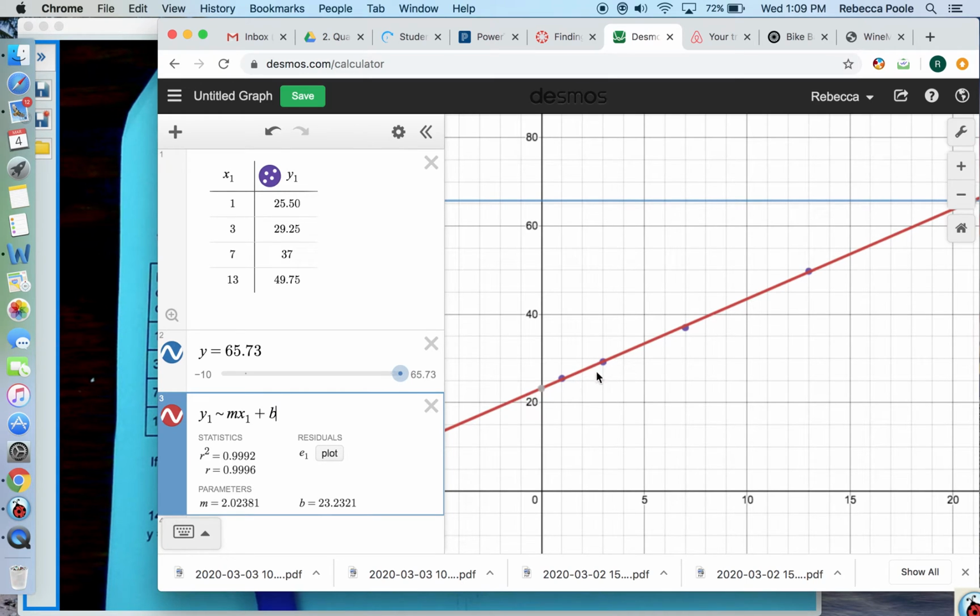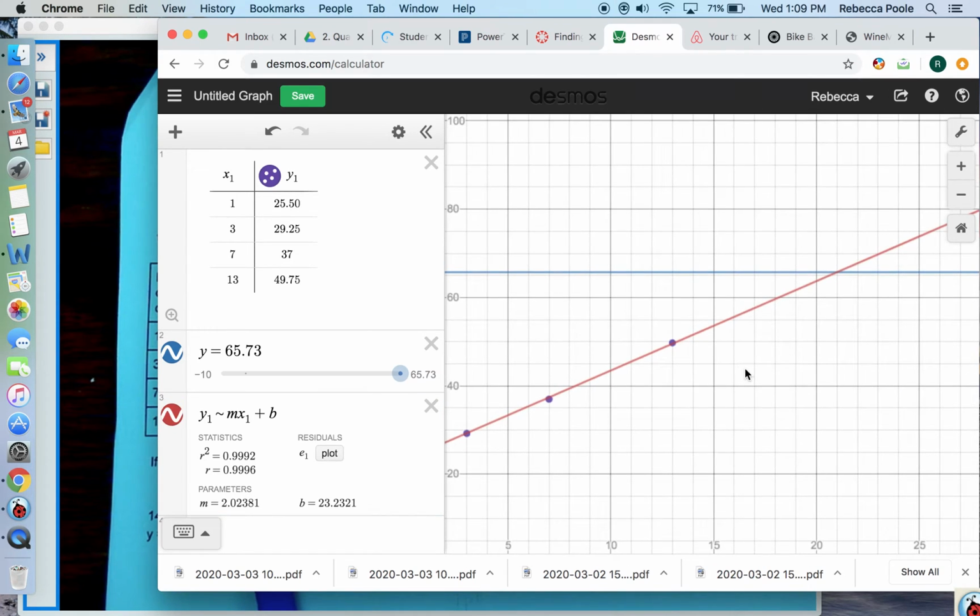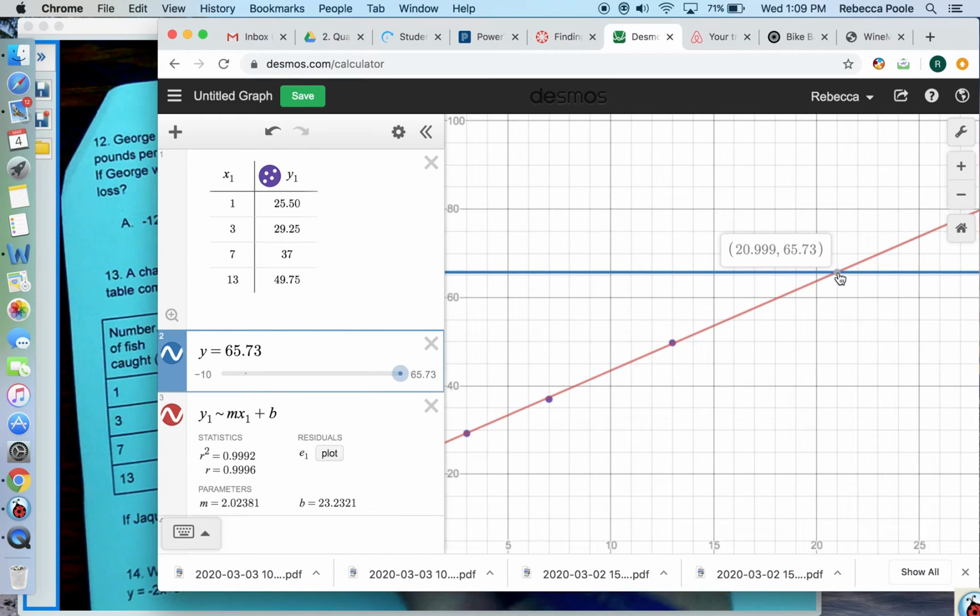So do you see how it fit that red line as best as it could through these points? That's why it's called a line of best fit. And now if I click and drag, I can easily see the point where those two cross. So when Jaquan pays $65.73, he caught about 21 fish. So 20.999 is going to round up to 21 fish.